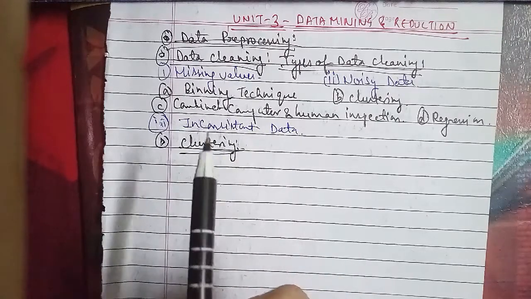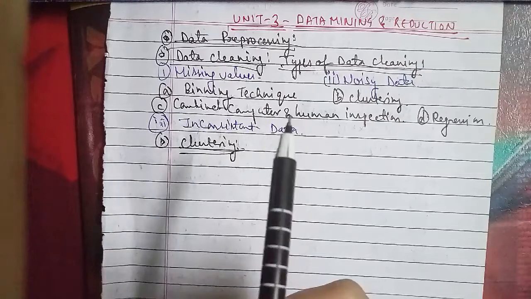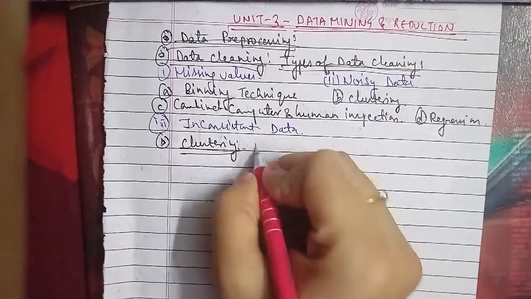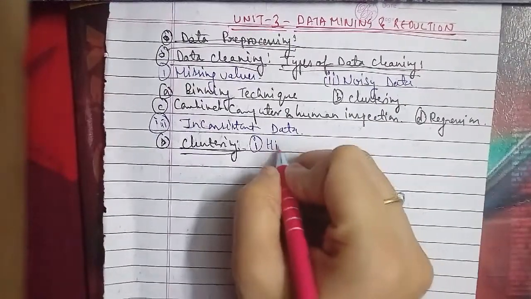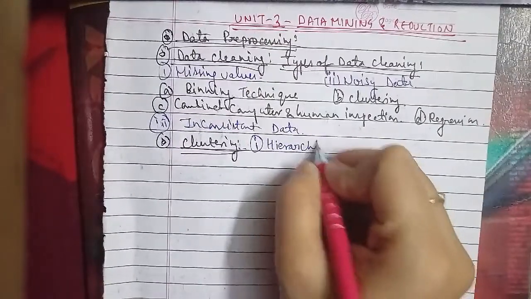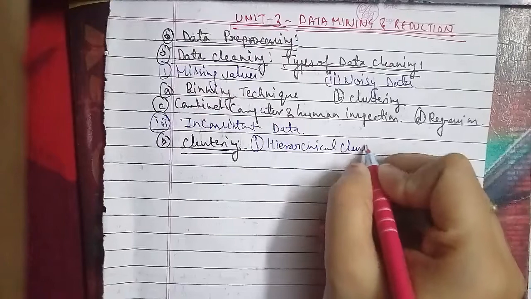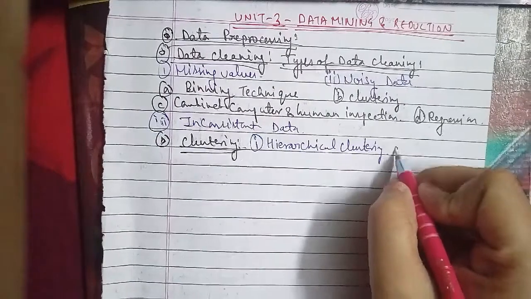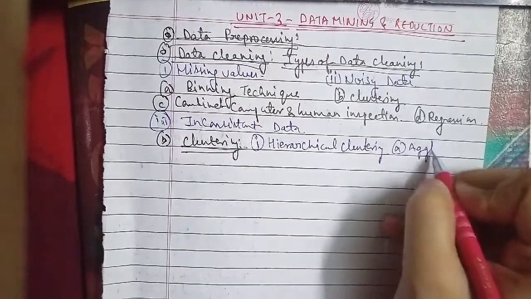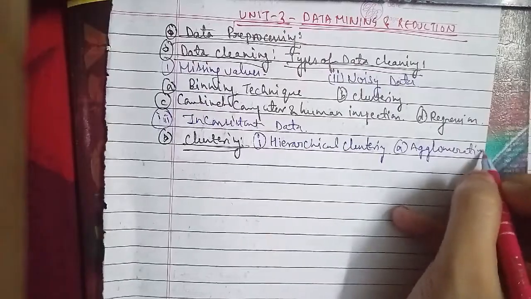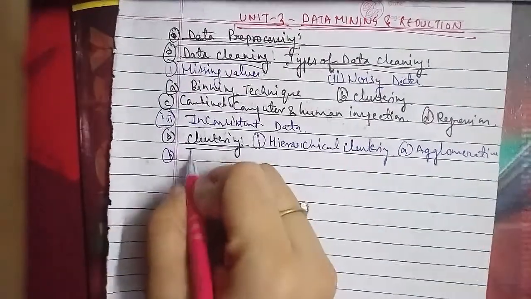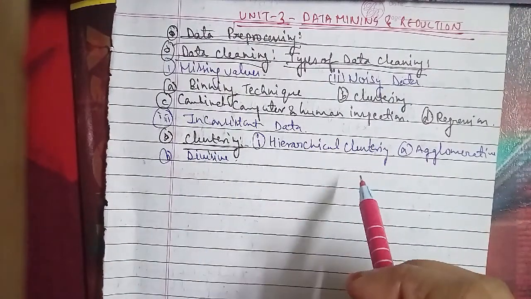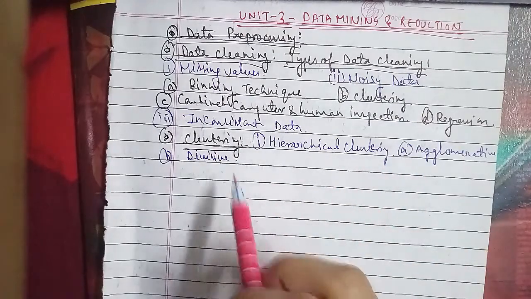Hierarchical clustering is divided into two: the first is agglomerative, and the second is divisive. So these are the two hierarchical clustering types here, agglomerative and divisive. The second we have is partitional clustering, and the third we have is categorical clustering. So these were the three types of clustering here.